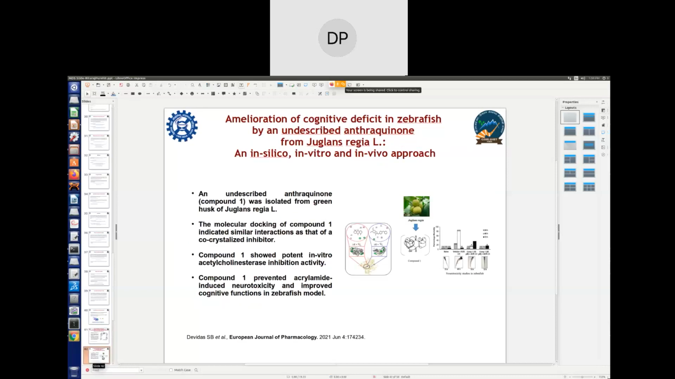Okay, the second one is kind of the same way: amelioration of cognitive deficit of zebrafish by an undescribed anthraquinone from Juglans regia. This is one of the plants found in the Himalaya, and we got some bioactive molecules. We found the binding position, the binding mode of this molecule with the help of computational techniques, tested the molecule in the wet lab, and found that it has very good activity compared to the standard one.